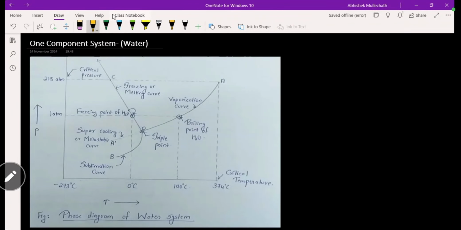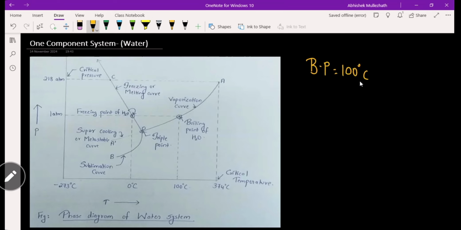Hello students. Today we are going to learn about one component system. And to understand this one component system, we are going to take the help of the phase diagram of water. Now, if I am asking what is the boiling point of water, so what would be your answer? Definitely it would be 100 degrees Celsius, right?